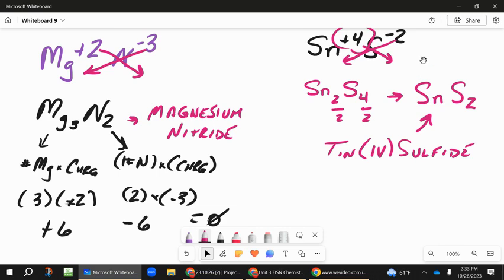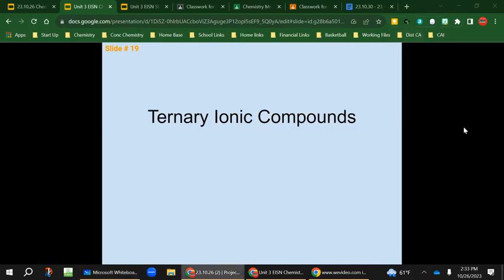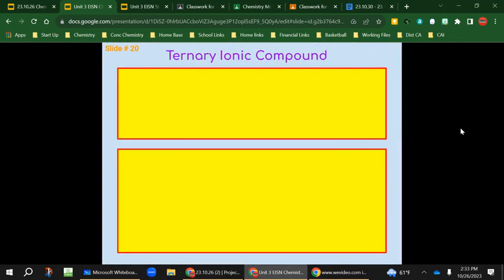And our next thing, ladies and gentlemen, is this. Our next thing is what is called a ternary ionic compound. Okay? This is slide 19 in your notes. Now, on slide 20, I don't think you have anything to type in, do you? Okay, good. So let's just talk about what this means.